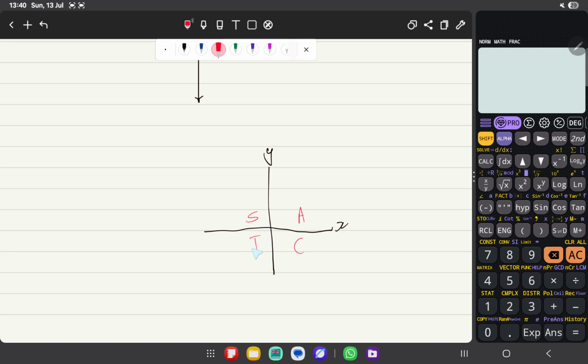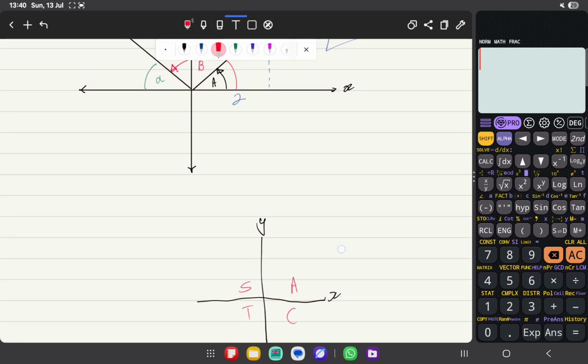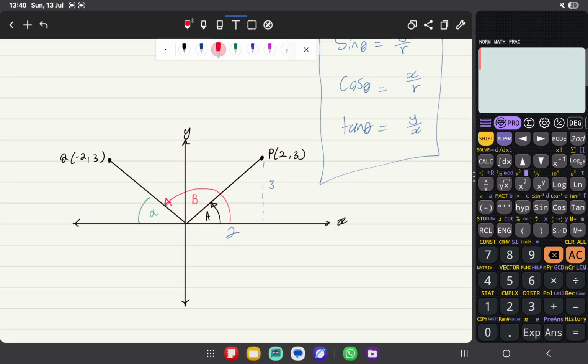Third quadrant, only tangent is positive, the rest are negative. And then fourth quadrant, only cos is positive, the rest are negative. So let's get down to it. I just want to show you guys with this one.